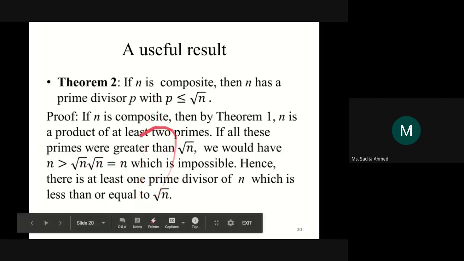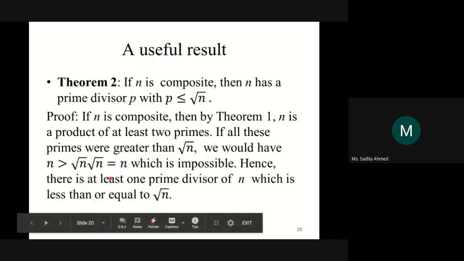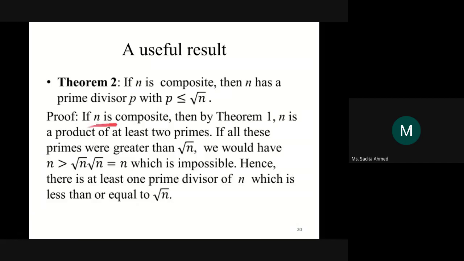So that is what the theorem claims, that the composite number n has a prime divisor p such that p is less than or equal to square root of n. And that is what we have proved here. We did it by proof by contradiction, right? So we first assume, okay, what happens if the prime factors are greater than square root of n? That is, the opposite of p less than or equal to square root of n: p greater than square root of n, right? So we assumed, what happens if the prime factors are greater than square root of n?